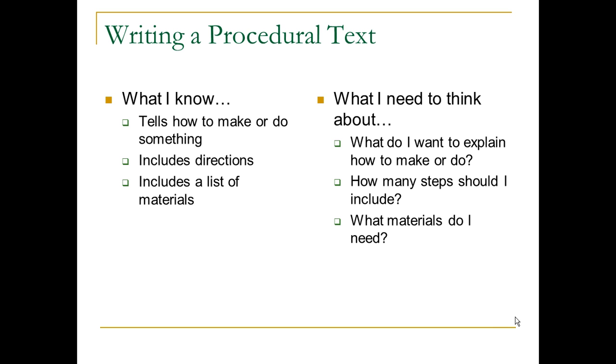In writing procedural text, there are things you might know, which are: tells how to make or do something, includes directions, or includes a list of materials. And there are things you need to think about, which are: what do I want to explain how to make or do, how many steps should I include, and what materials do I need. Pause the video and write these things down.